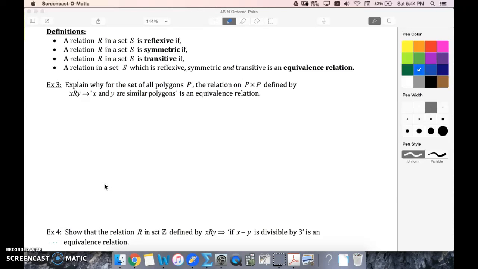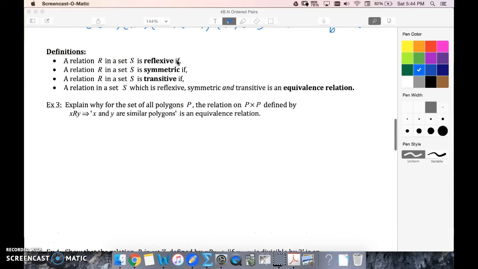Right, so now we're going to define certain features of relations. A relation, we say it's reflexive if ARA is true for all A that are part of our set. So reflexive reflects back on itself.